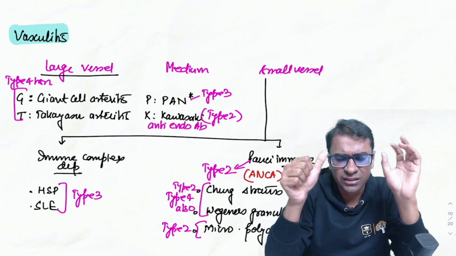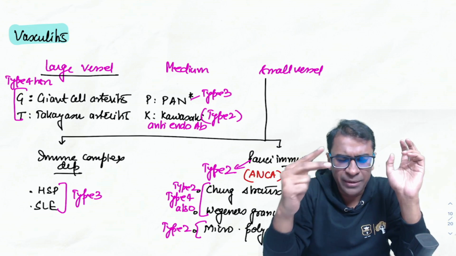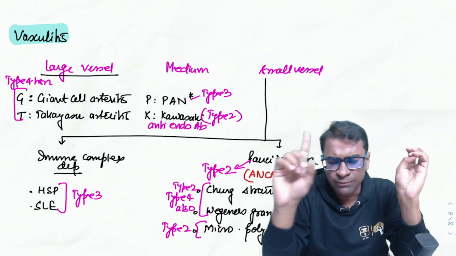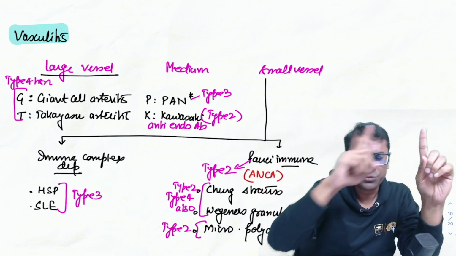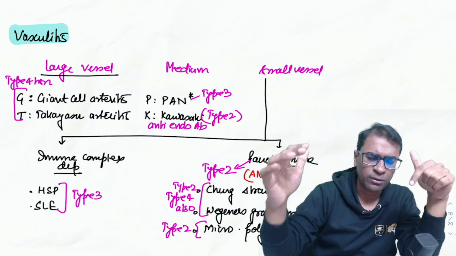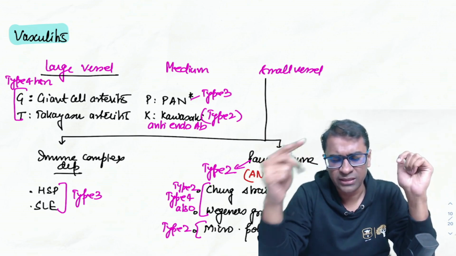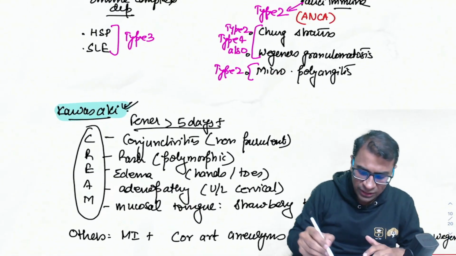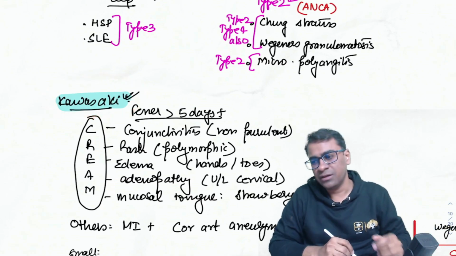Large, grand test: giant cell, Takayasu. Medium, Praveen Kumar sir, meaning PAN, Kawasaki. In small vessel, immune complex and without immune complex. In immune complex: SLE, HSP. And without immune complex is ANCA: Churg-Strauss, Wegener's, and microscopic polyangiitis. Now, among these, very, very important is Kawasaki.